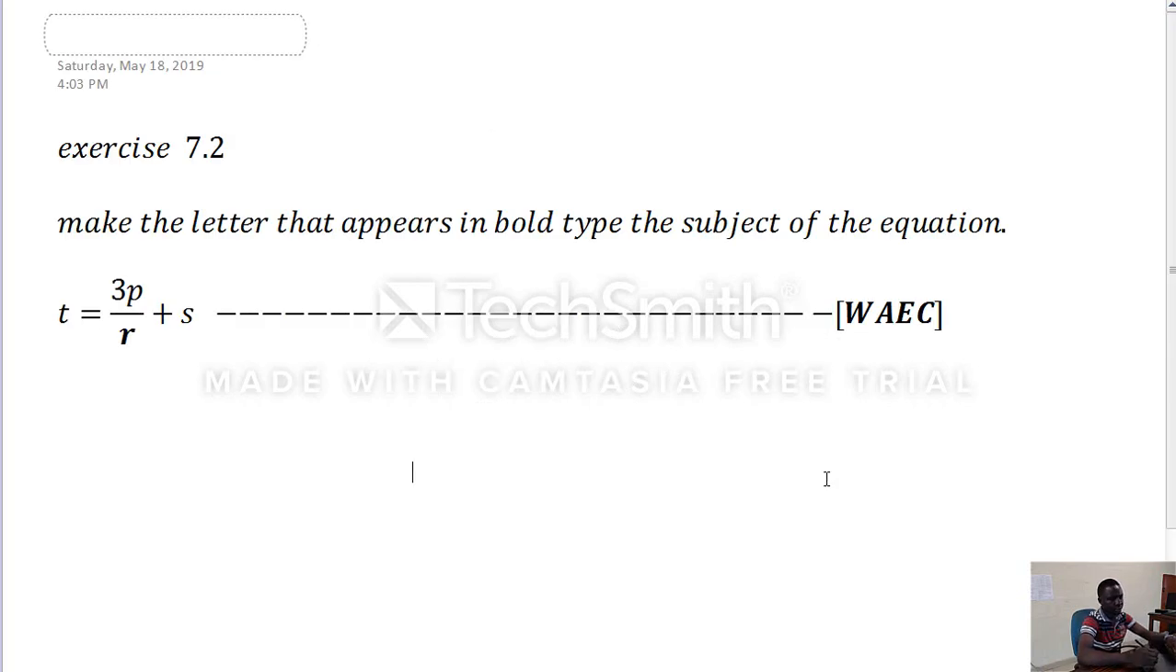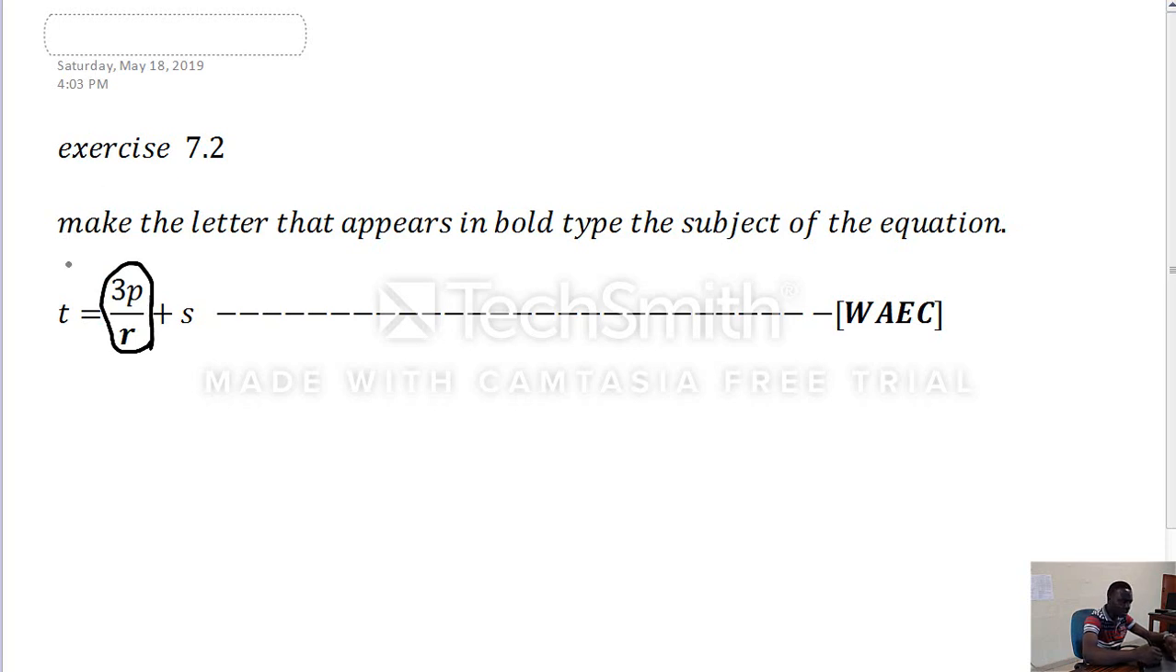The next equation is one which I got from a WAEC past question, and we are asked to make r the subject of the formula. From this relationship we have t being equal to 3p divided by r plus s. So this is on the left hand side. On the right hand side is a two-term expression where we have this as the first term and s as the second term. So what I'm going to do is to first and foremost subtract s from both sides, leaving 3p over r. That is the term which has to do with r. Thereafter I will now work on it.